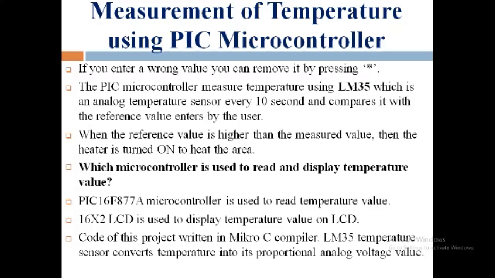In this topic, we discuss some questions and answers related to the measurement of temperature using PIC microcontroller. First is, which microcontroller is used to read and display temperature value? In this system, we use the PIC 16F877A microcontroller to read the temperature value. Then a 16x2 LCD is used to display the temperature value.